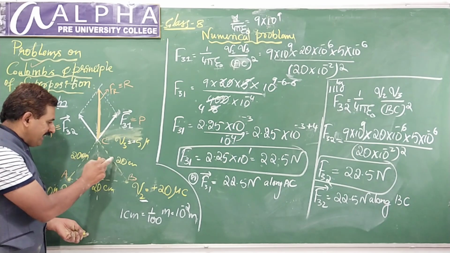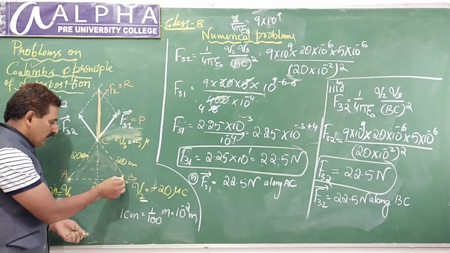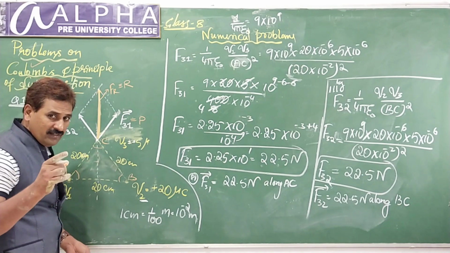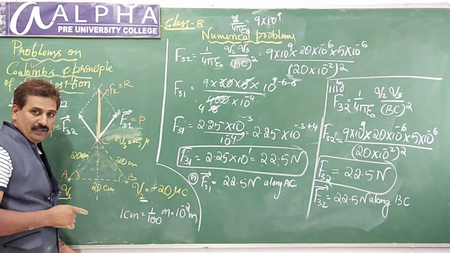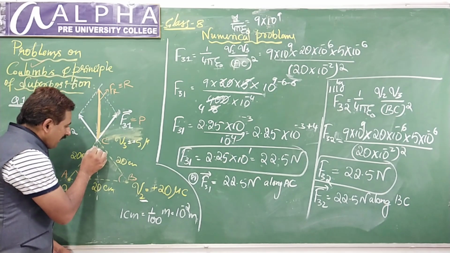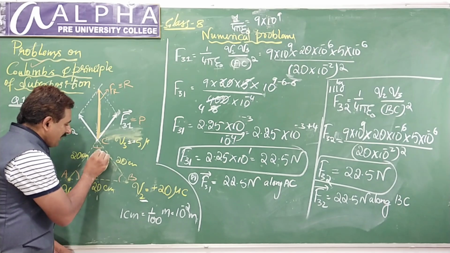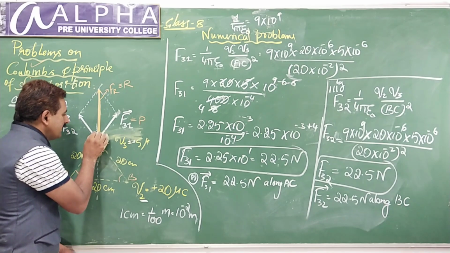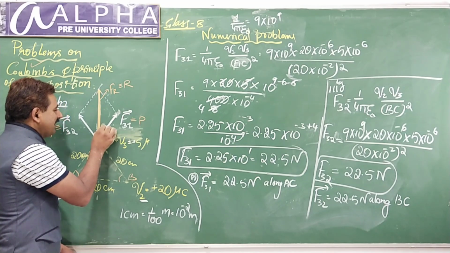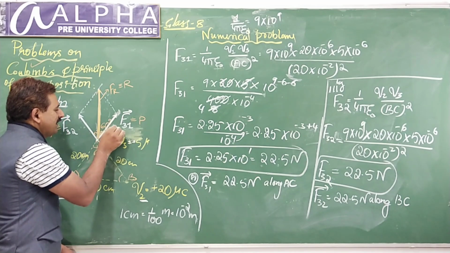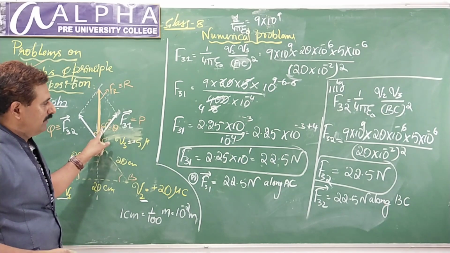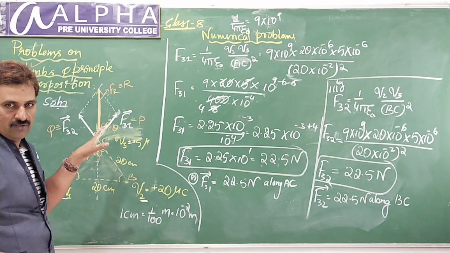Yes, all the three sides are the same, so the angles are also the same. It is called an equilateral triangle. What is the angle of an equilateral triangle? 60 degree. So these two are vertically opposite, so this angle is also 60. The angle between these two is 60. So my theta in the expression becomes 60. Right? Have you understood? Okay.